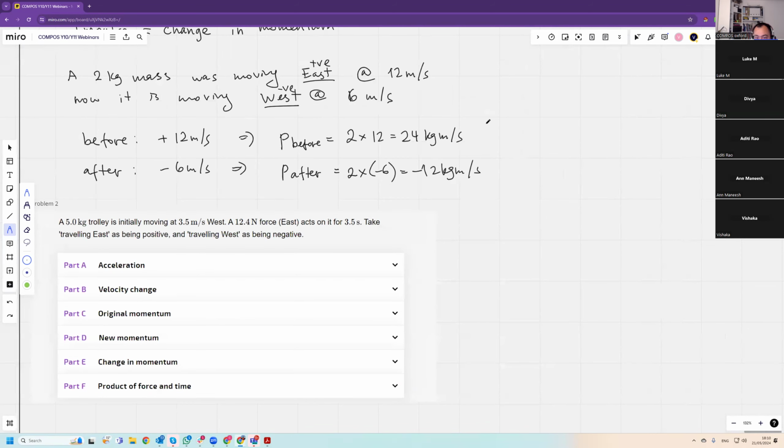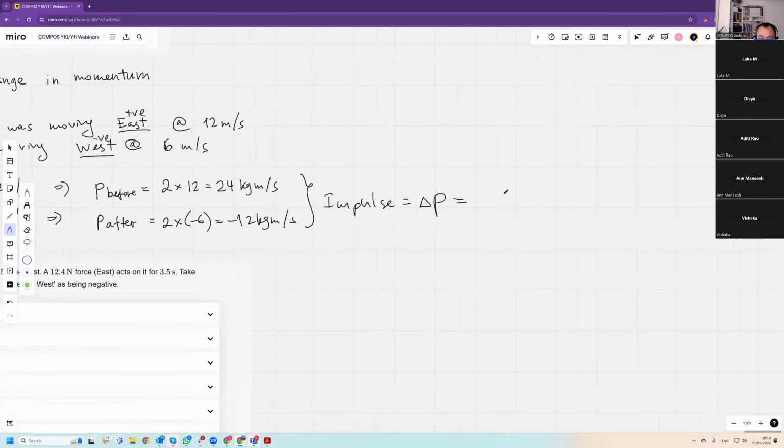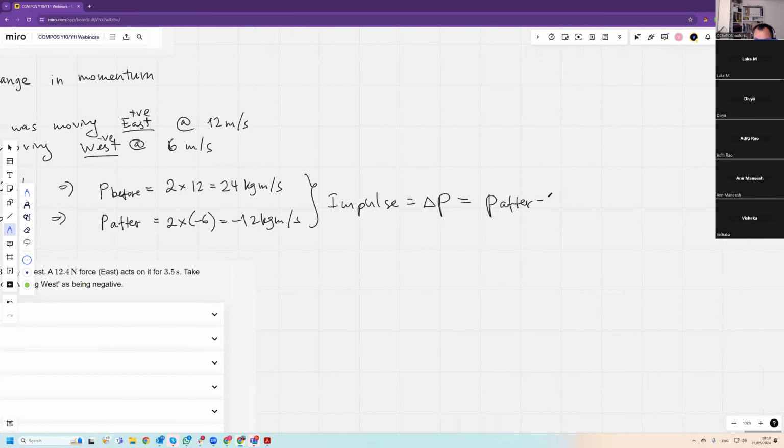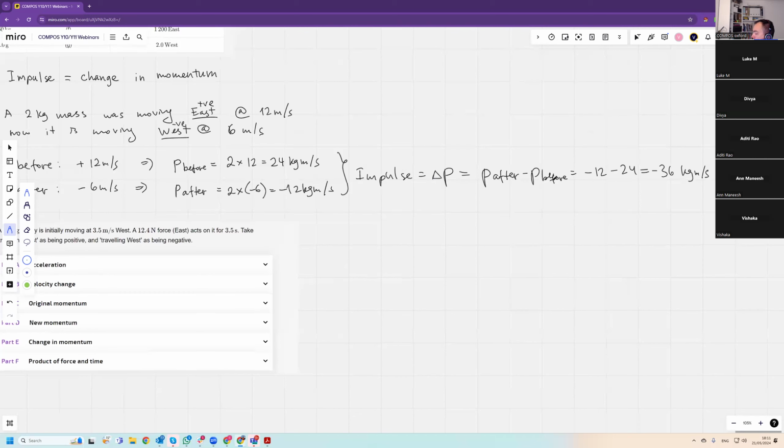So the change in momentum, the impulse, is momentum after minus momentum before, which is minus 12 minus 24, which is negative 36 kilogram meters per second. Any questions here? Does everyone understand what I'm talking about? Impulse is the change in momentum. Please ask if you're not clear.